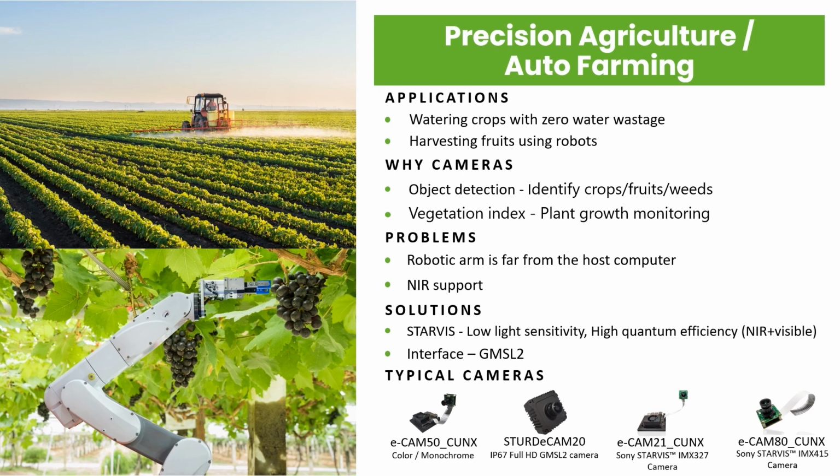Image sensors with high level of quantum efficiency in the 700 to 950 nanometer range of the light spectrum, such as the Starvis series from Sony, are good candidates for this. A monochrome camera can also be used because the lack of a Bayer filter allows for more light to fall on the sensor, improving its spectral response.